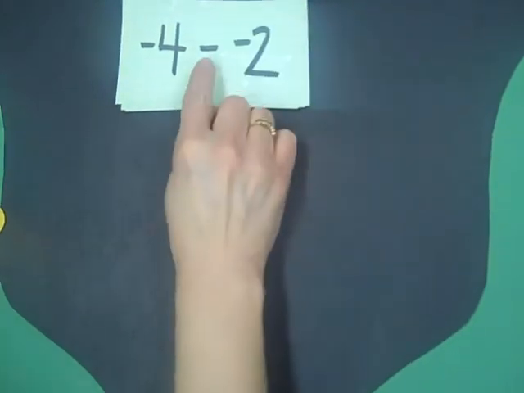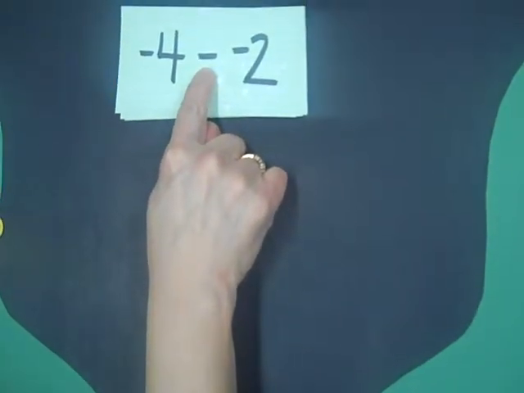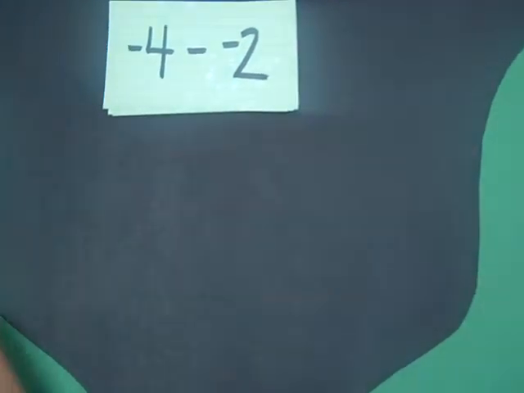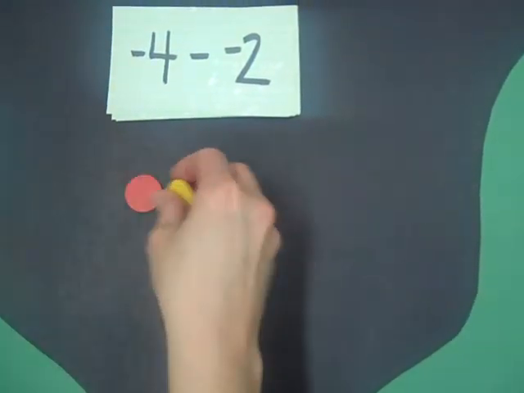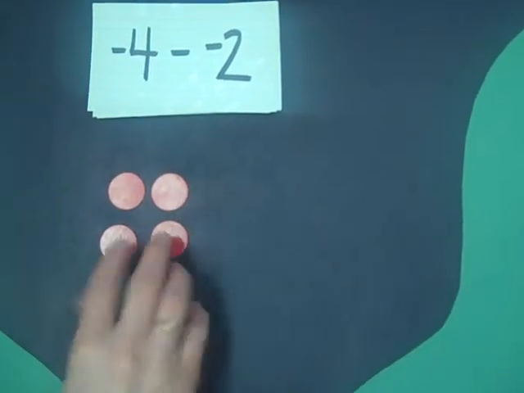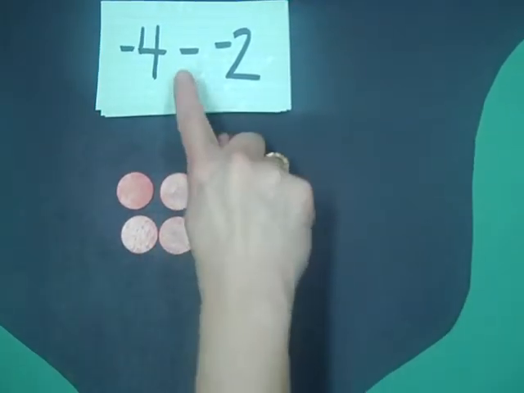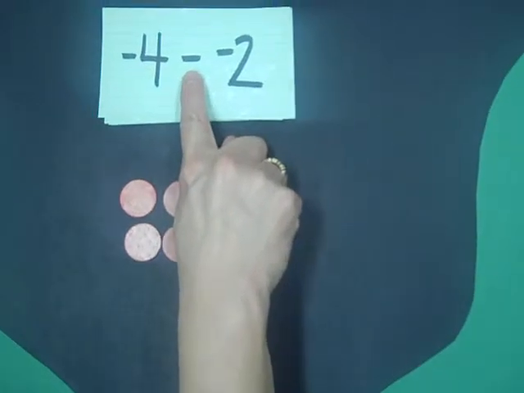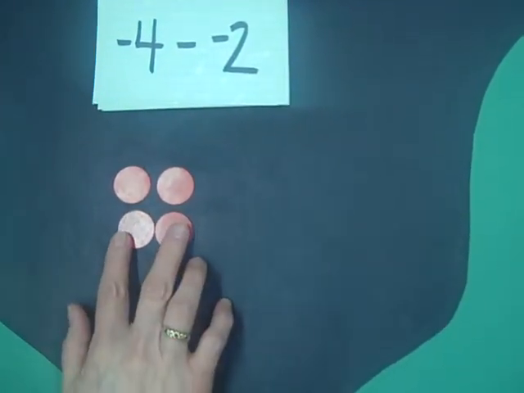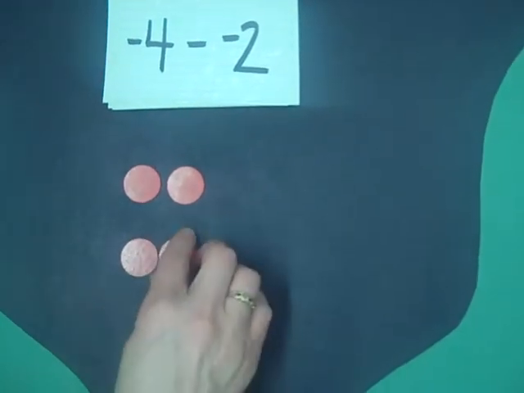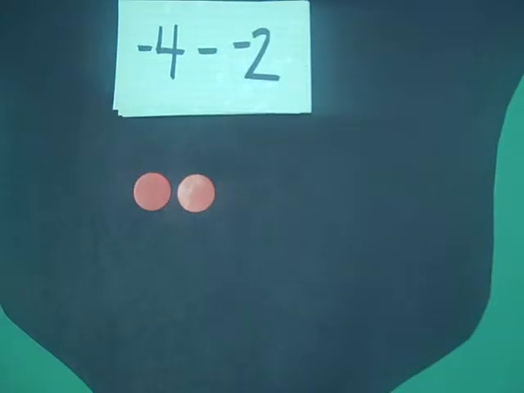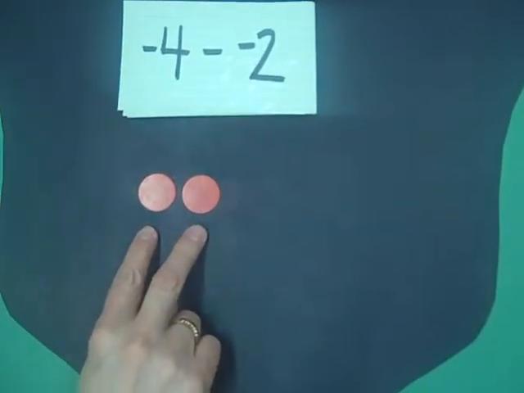Okay, subtraction. The subtracting means I need to take it off the board. So I start out with minus 4. Now I am going to take off a negative 2. I have a negative 2 in this arrangement right here. So if I take off these two, my answer is negative 2.